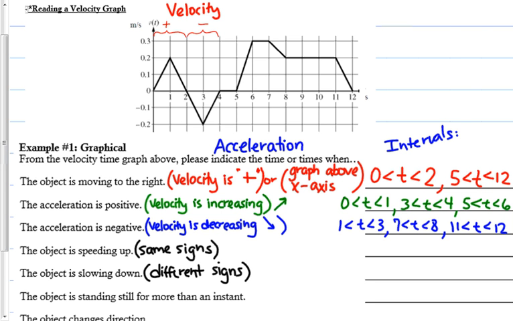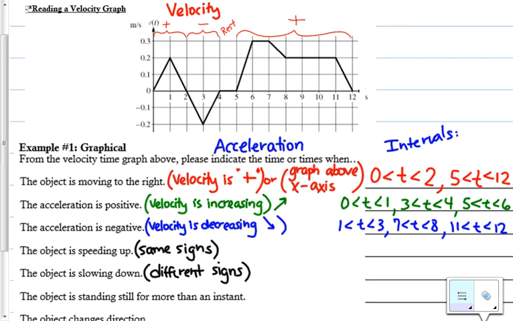From 5 all the way to 12, my velocity is positive because these are all positive y values. Okay, so I figured out where my velocity is positive, negative, positive. I'll even write that here it's at rest. All right, so now I'm going to go ahead and do the same thing, but for acceleration.